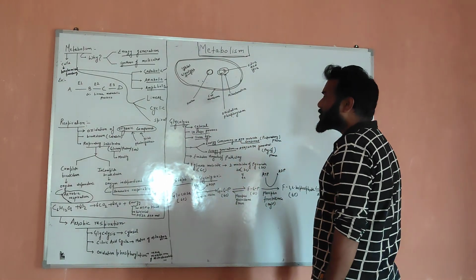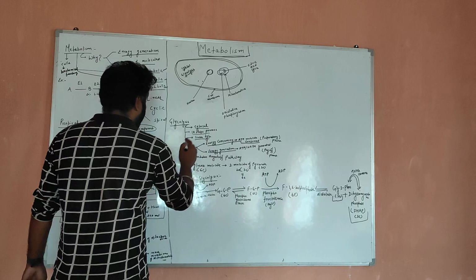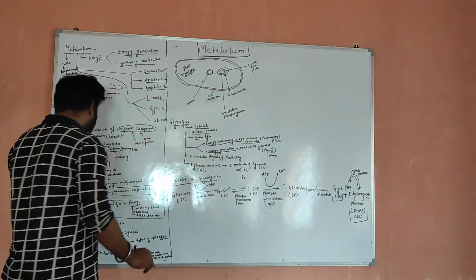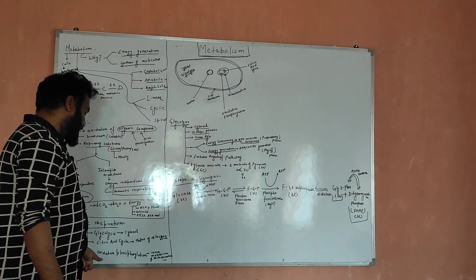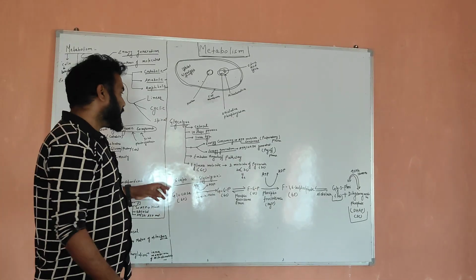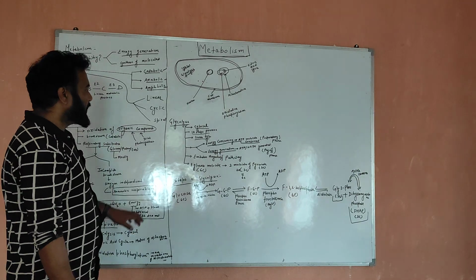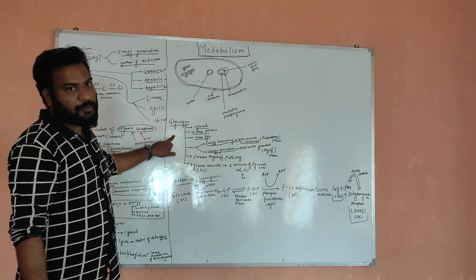Okay, so now we are going to read one by one what glycolysis, the citric acid cycle, and oxidative phosphorylation are, and how these three are interrelated or coordinated, which eventually generates 30 to 32 ATP molecules. So first we are going to discuss glycolysis.